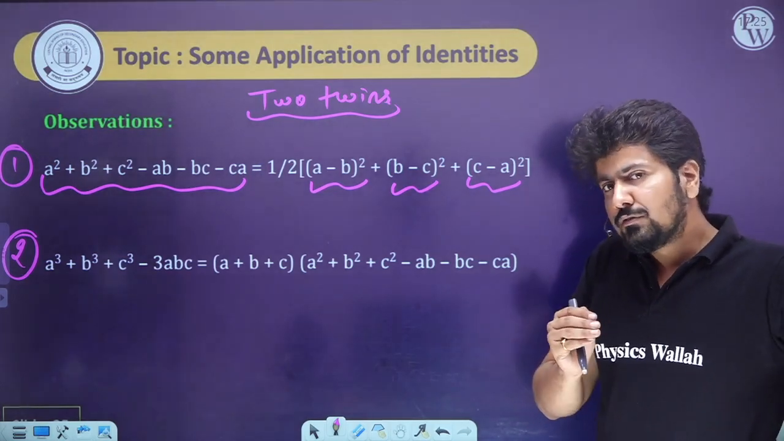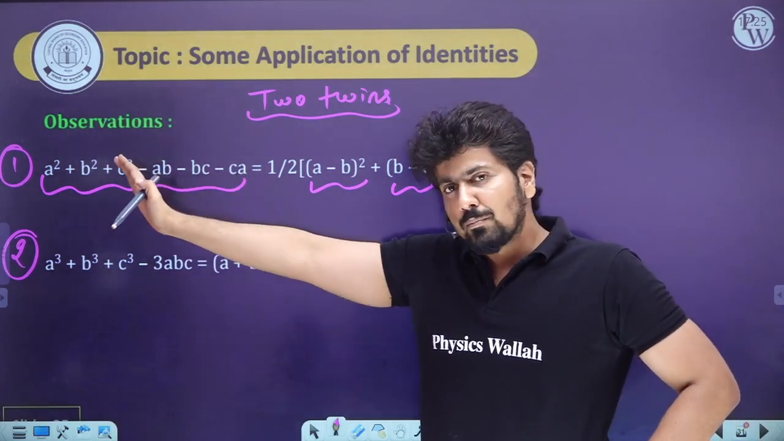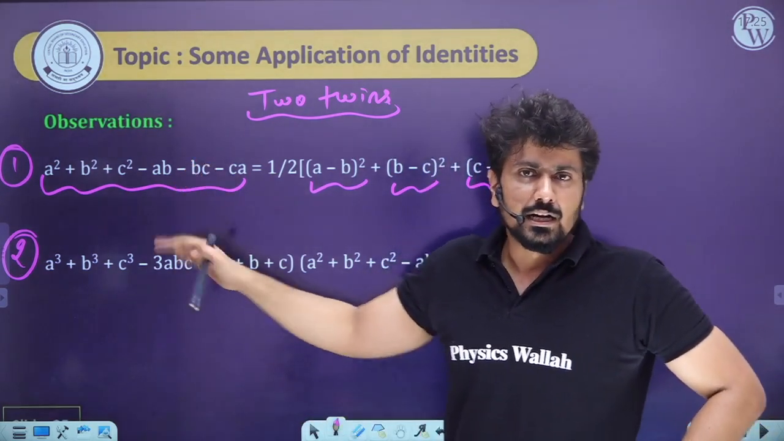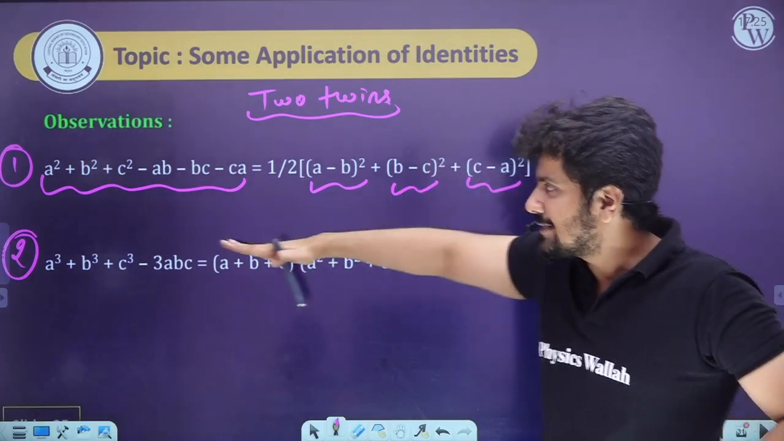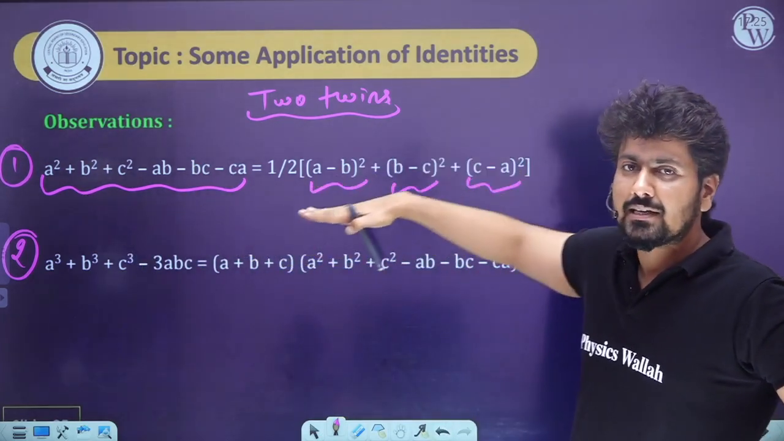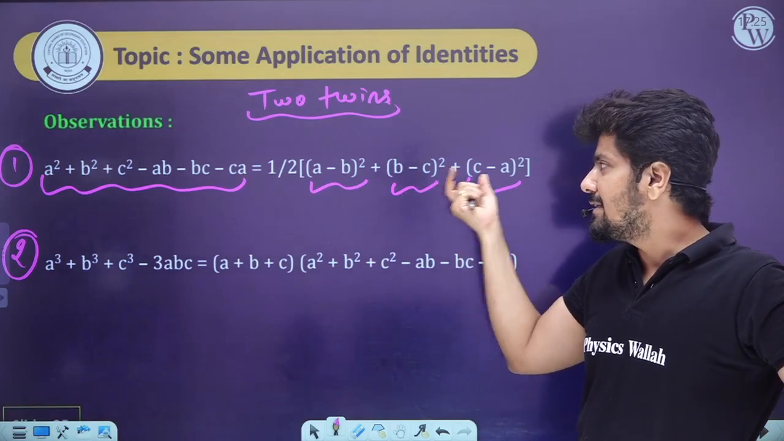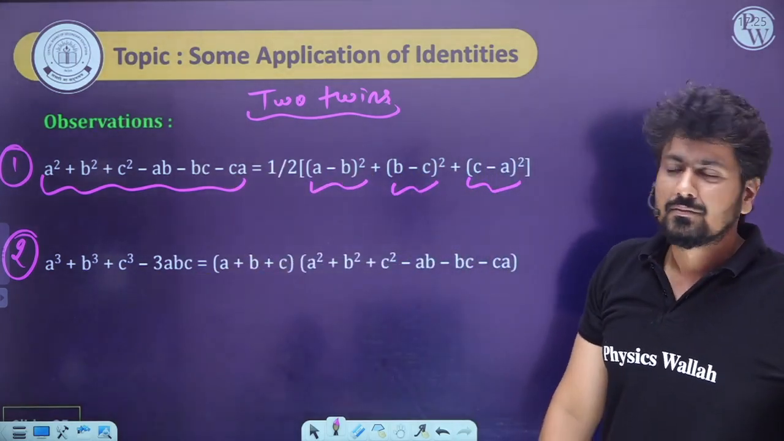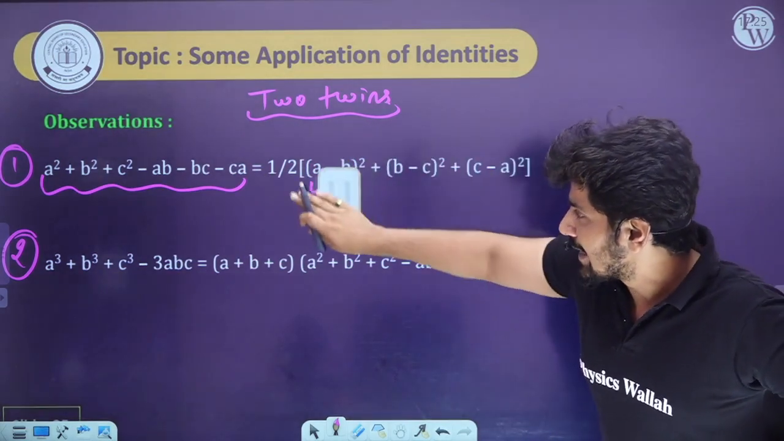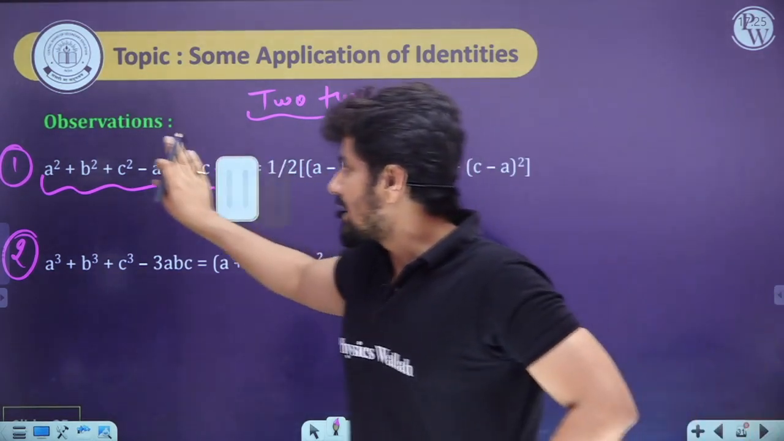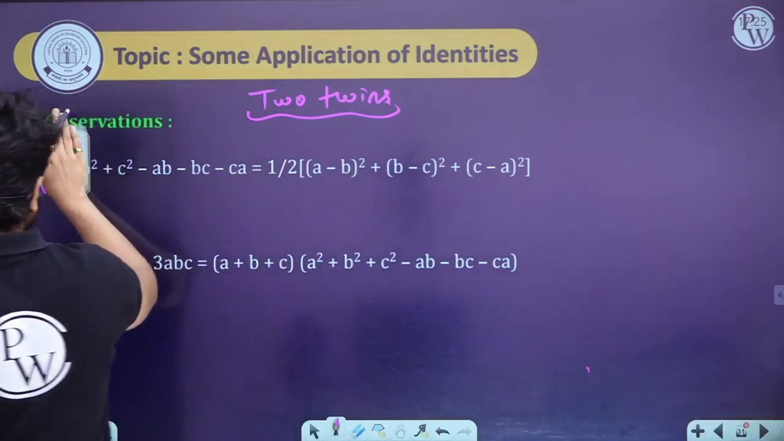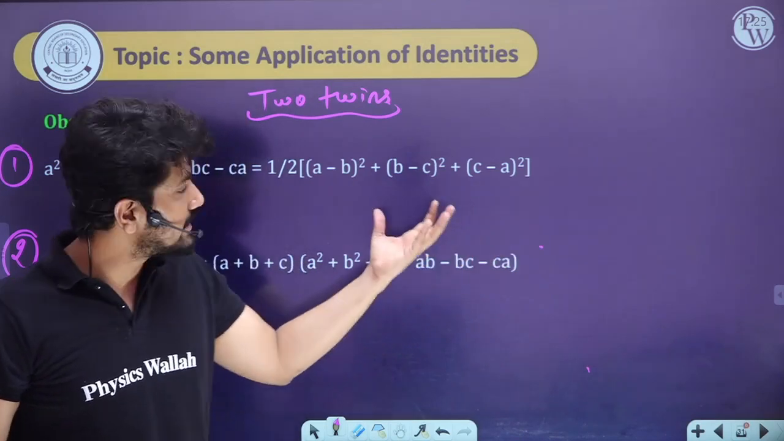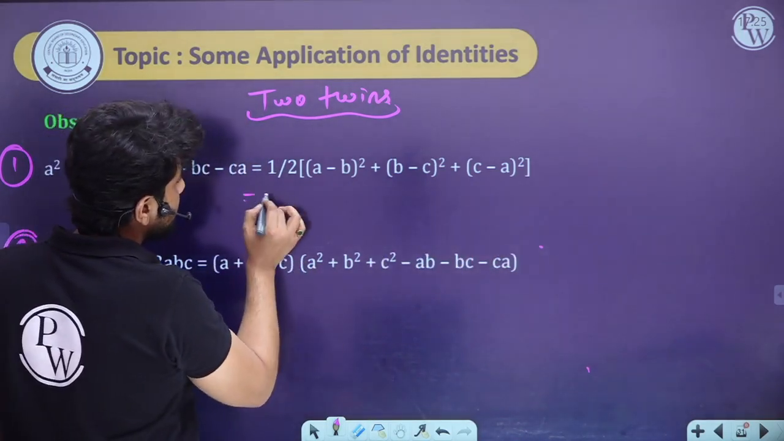It's very easy to prove. Either we can go from left hand side to right hand side or right hand side to left hand side. It will be easier to go from right hand side to left hand side. If you simply expand these three perfect squares, you will get the left hand side expression only. So I'm not going to waste much time proving these identities because it is very easy; you can prove it by yourself.